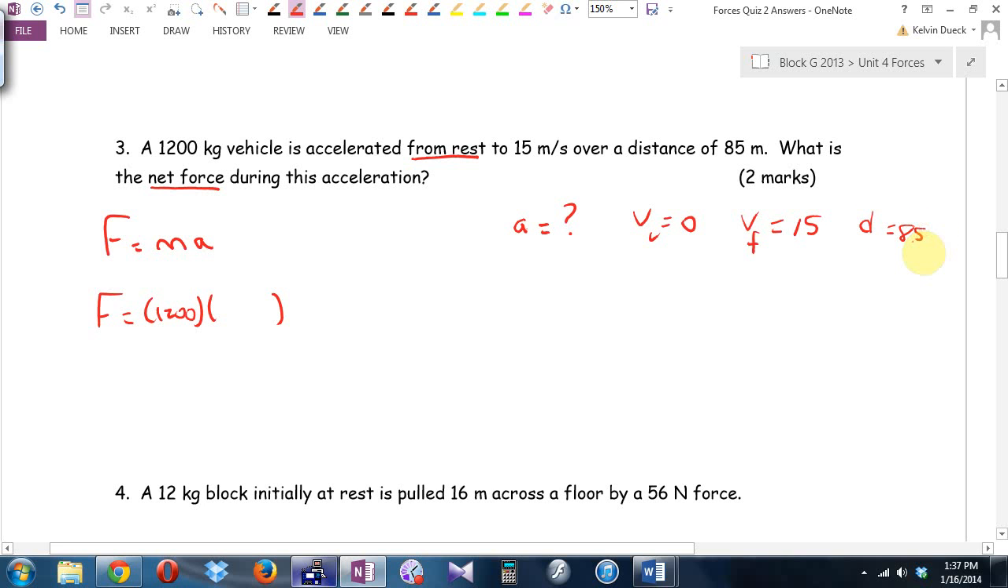Okay, I can find A from that because I've got 3 things to find the fourth. VF squared equals VI squared plus 2AD. Or if I get the A by itself, what's the equation getting the A by itself there? Why didn't you include the minus VI squared? Oh, it's 0. Nice. So this is going to be 15 squared all over 2 times 85.